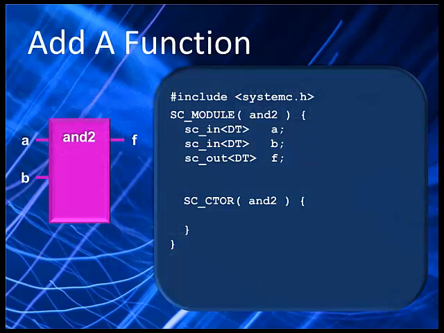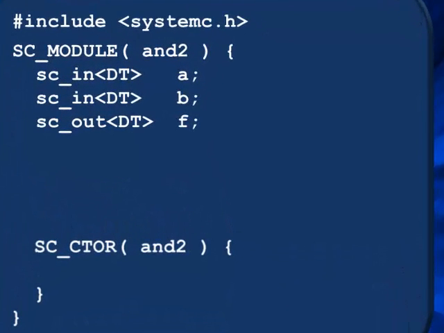So if we go back to our coding example, we can add a member function to our module that does our anding operation. We'll call it func, and we declare it by saying void func. This void is a C keyword and means that the function doesn't return any value, and the empty parentheses mean that func doesn't have any arguments.